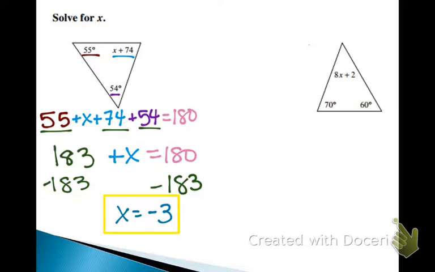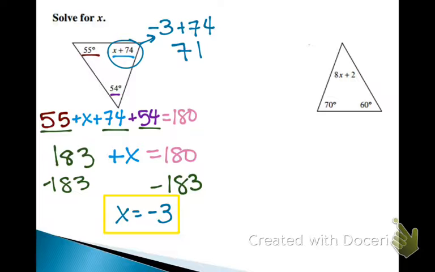Yes. Can you have a negative angle? No. Here's what you can do to check. I would plug it in. Plug in our negative 3 plus 74. What's negative 3 plus 74? 71. Is that a positive angle? Yeah. So this is fine. You can get a negative x. You cannot get a negative angle.